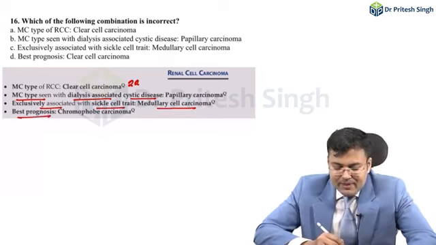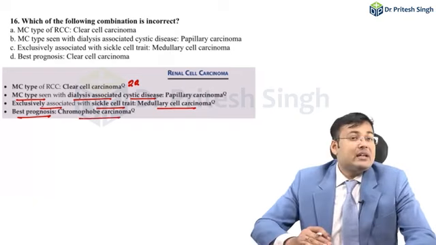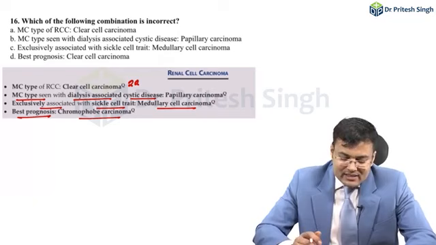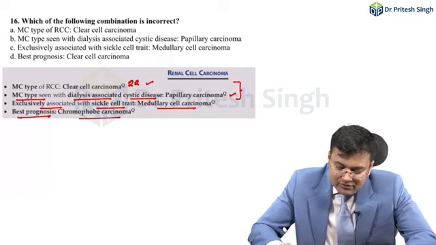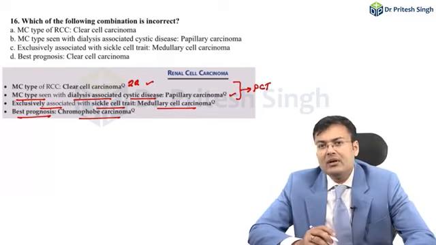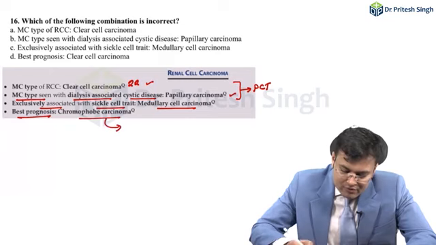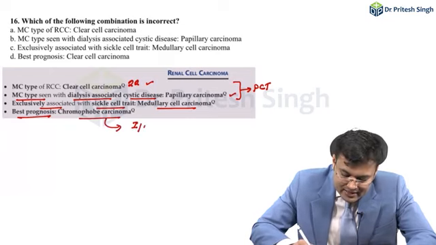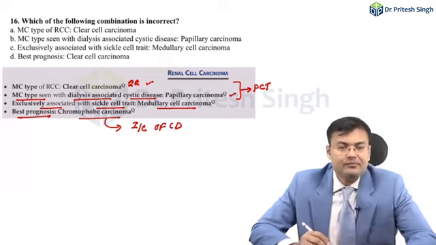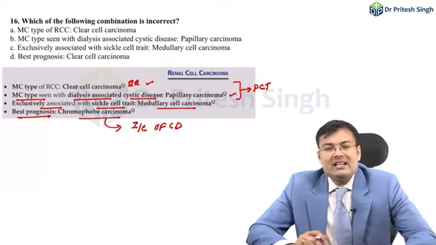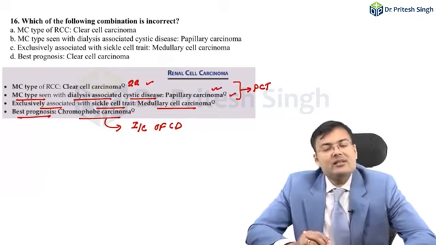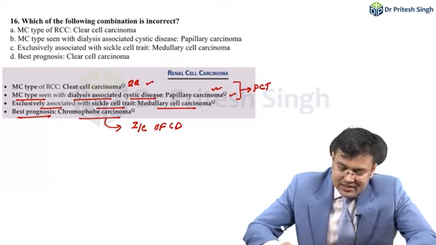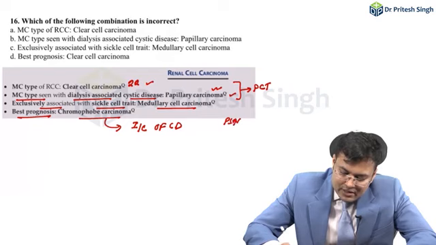Which of the following has the best prognosis? It's the chromophobe. There are other questions which are asked. Clear cell and papillary variants both arise from the PCT, proximal convoluted tubule, and the chromophobe variant arises from intercalated cells of the collecting duct. Second, papillary carcinoma is associated with dystrophic calcification, known as psammoma bodies.